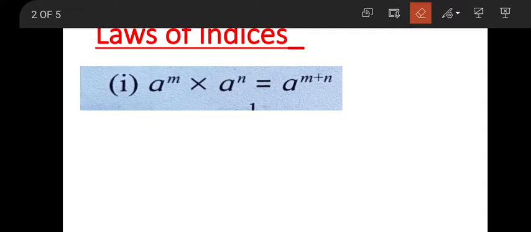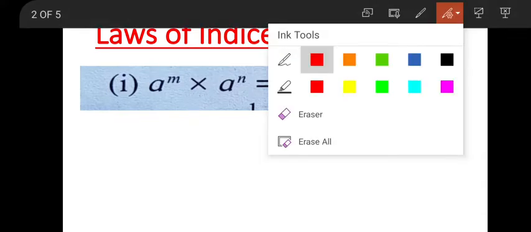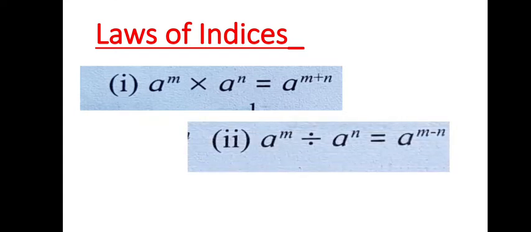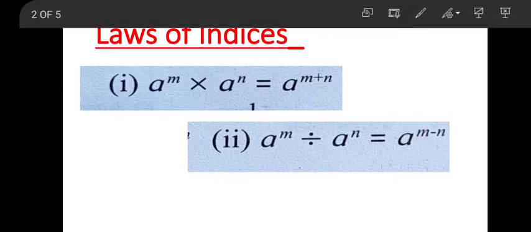Now let's go for the second one. The second says a raised to m divided by a raised to n will be equal to a raised to m minus n. It means when the bases are common and there is a division sign in between, the powers will be deducted.